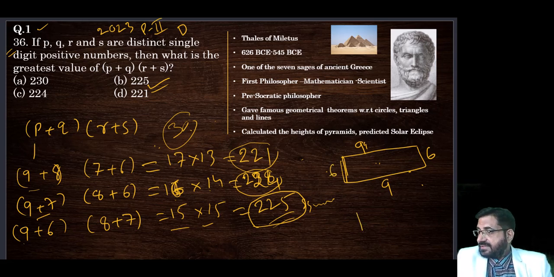But if he plans a rectangle of equal sides, that rectangle is called a square. He should have 15, 15, 15. All together you should have 30 by 4. How much will it be? 7.5, 7.5, 7.5 and 7.5.